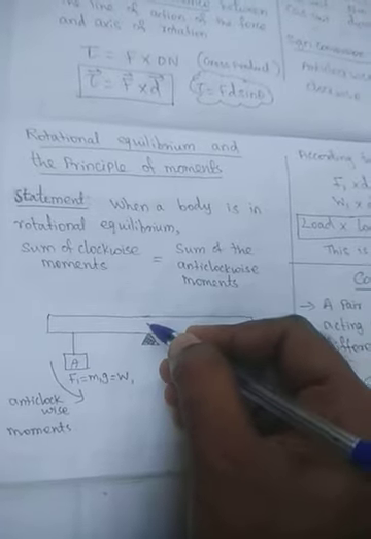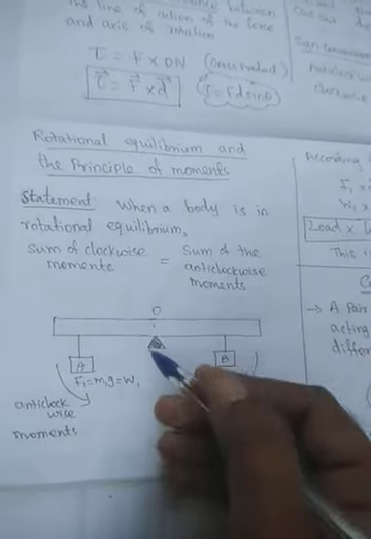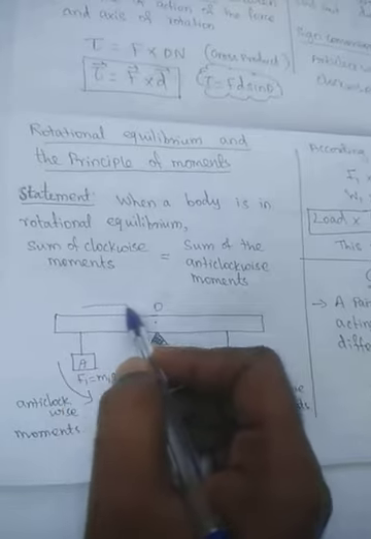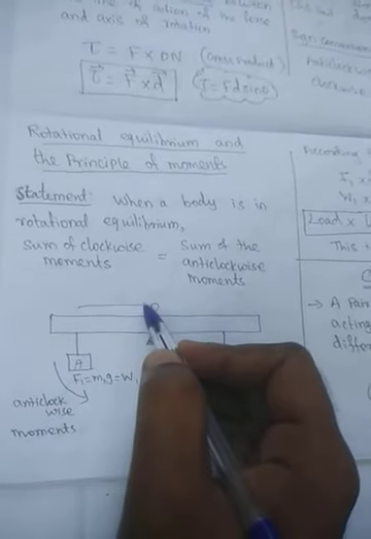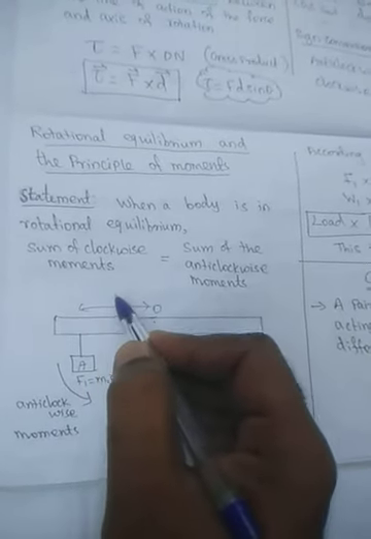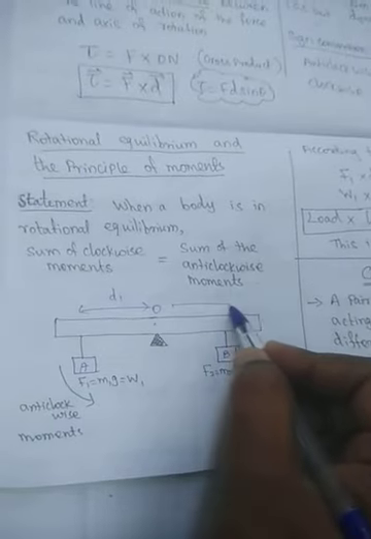This is the point O. So this distance is D1 and this distance is D2.